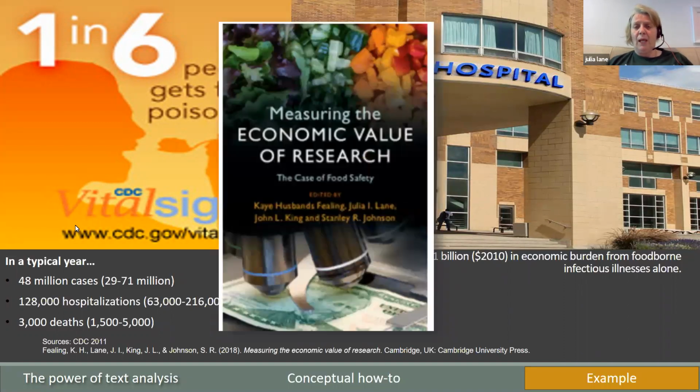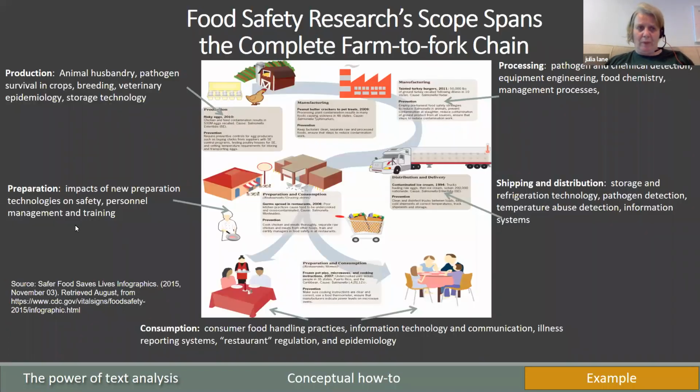Kay got really interested in this and pulled me and a couple of other colleagues in. And so we wrote this book on measuring the economic value of research, with food safety research as the focus. Well, step number one is defining food safety. Well, it turns out that's a problem.